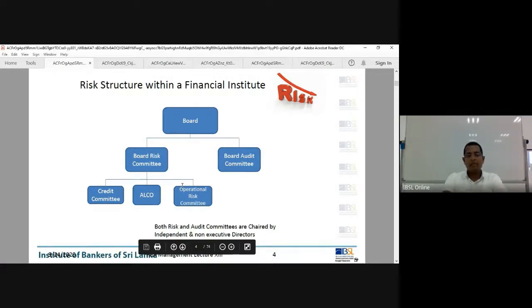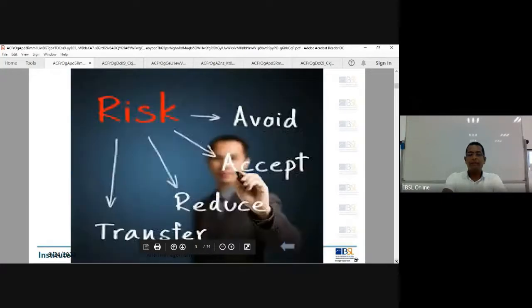There are a lot of other risks we face, right? When risk is there, we have a few ways of tackling them. You can just avoid it, right? You just avoid, don't take any risk, be comfortable. Then you can accept that, okay, there is a risk and we are okay to take it, and you go ahead with it.